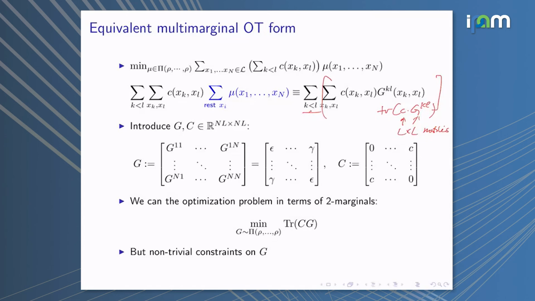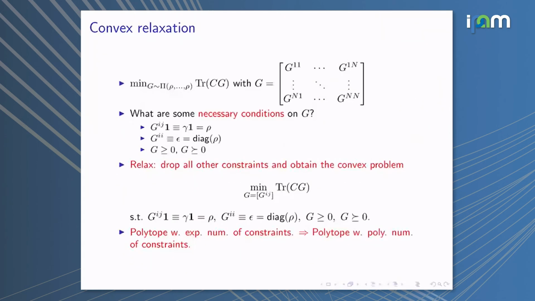Once you do that, you see that this original optimization problem can be very compactly written as the trace of this big C times this big G. Now it's very clean, but the problem is all the difficulty is in this G, which essentially has to come from a coupling of the rows. This is where convex relaxation comes in.